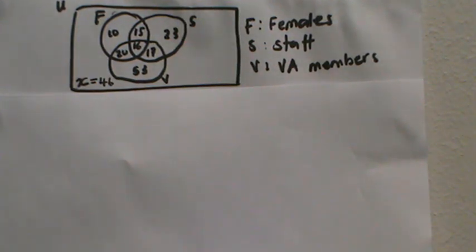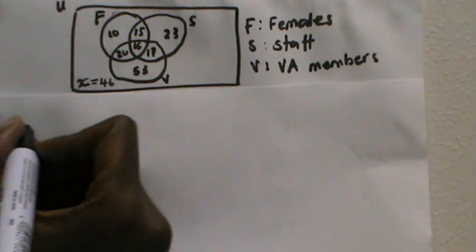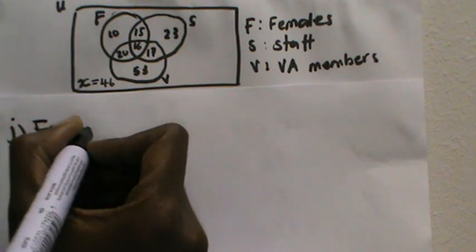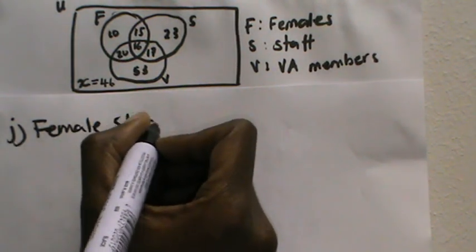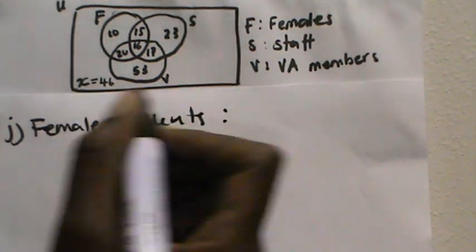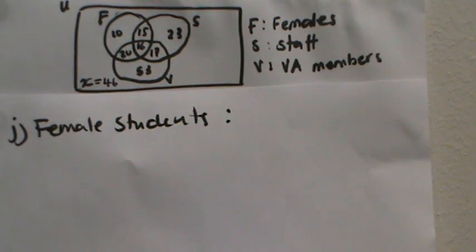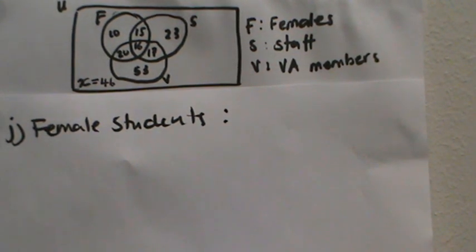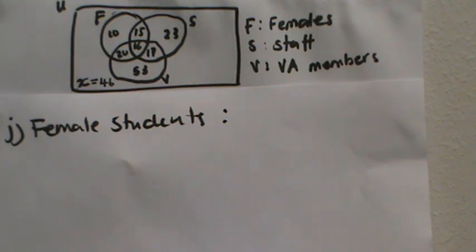So this is J. This is female students. Okay, so how many female students did we interview, or did Virgin Active interview that time? Okay, so we go back to our Venn diagram. So we want females that are not staff members, because if you're a staff member, then you're not a student. We're assuming those are complementary. You cannot be both, you must just be one of them.